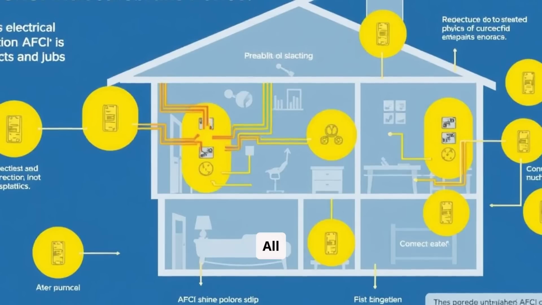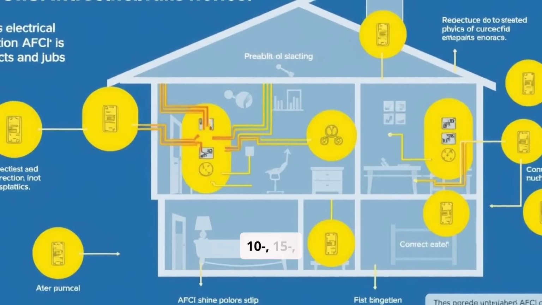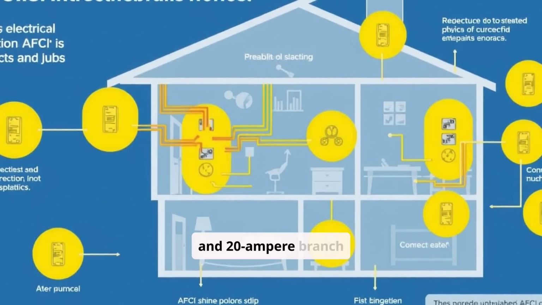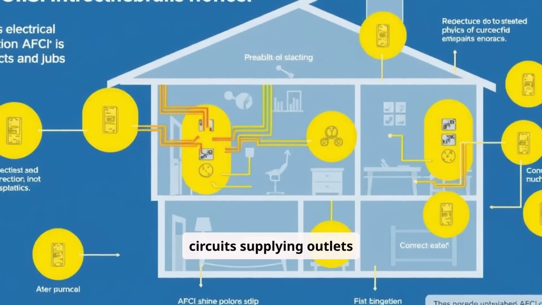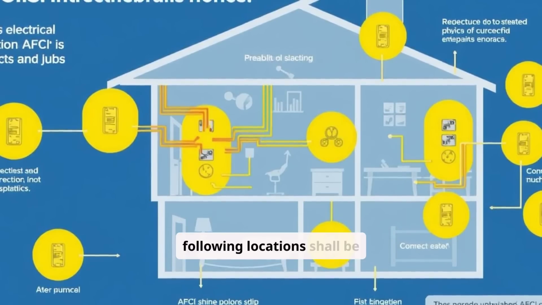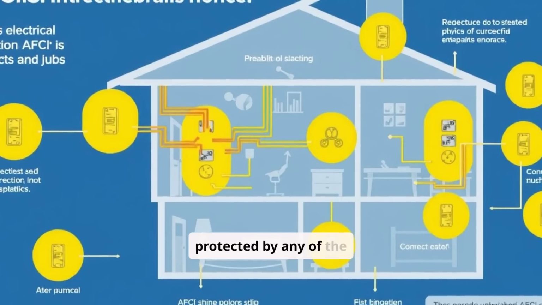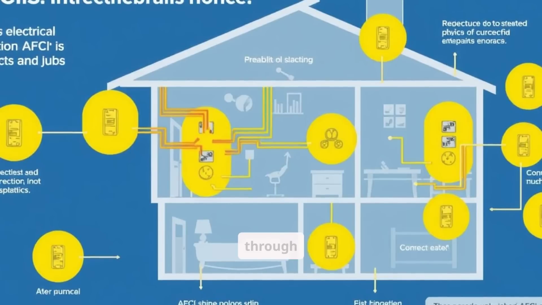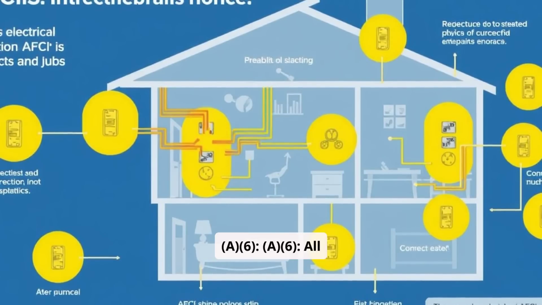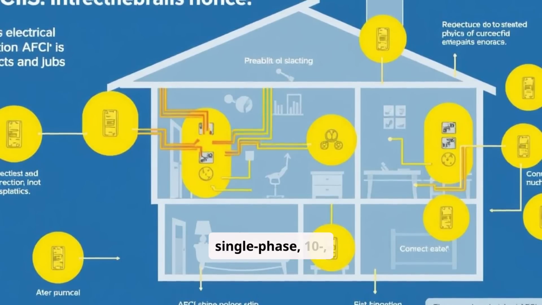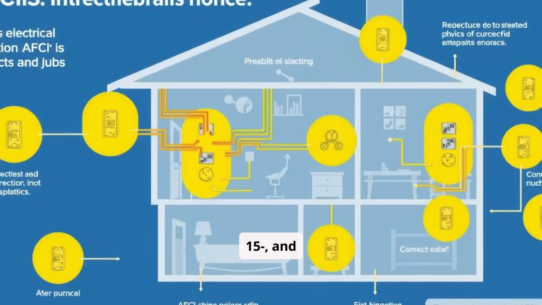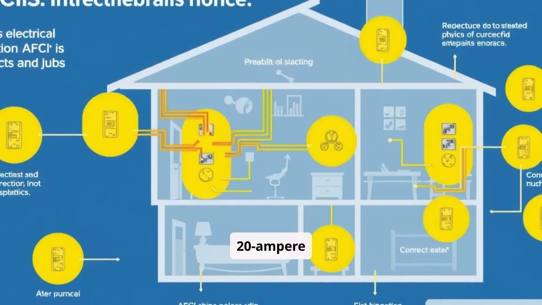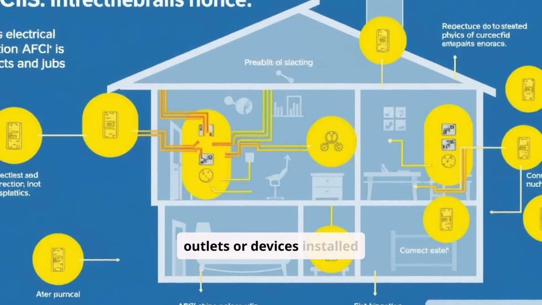D. Other occupancies. All 120 volt, single phase, 10, 15, and 20 ampere branch circuits supplying outlets or devices installed in the following locations shall be protected by any of the means described in 210.12(A)(1) through (A)(6).